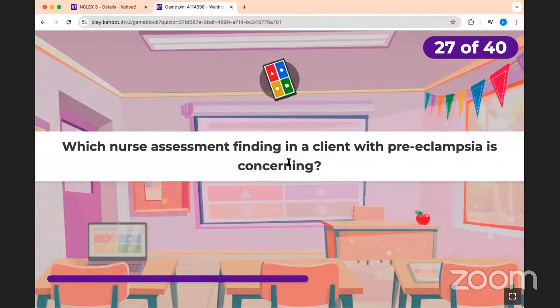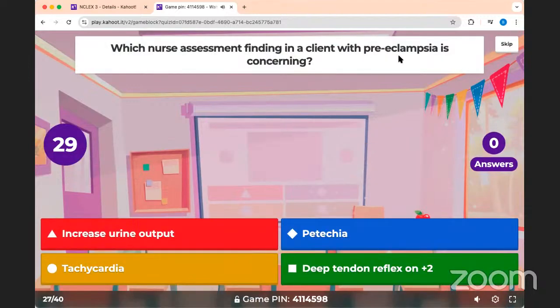Which nurse assessment finding in a client with preeclampsia is concerning? That means they have preeclampsia. What is going to be concerning is when we go into eclampsia, or we go into HELLP syndrome. These are the bad things. So which one of those tells you I'm no longer just preeclamptic? You see what I'm trying to do? That's the way to answer the question.